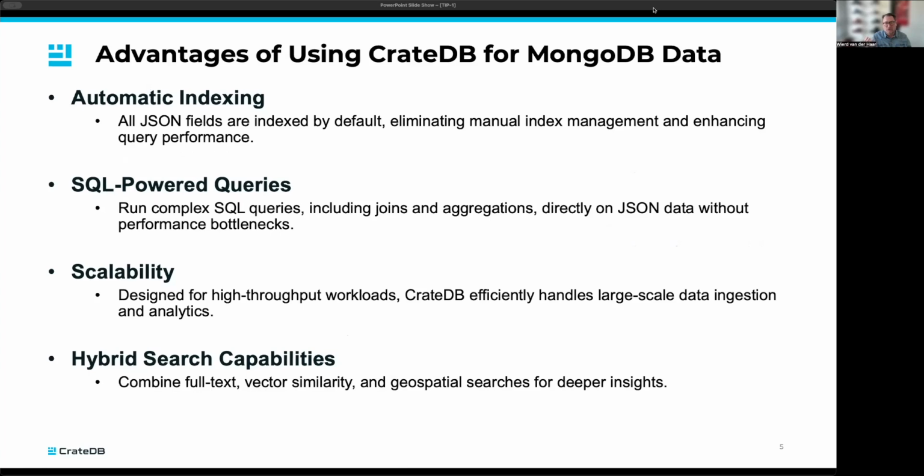And also, coming back to the multi-model capabilities, CrateDB can not only support JSON, but we can store full text. We can store your vectors, so if you have embeddings, we can store those, and your geospatial data. You can create a combination of these things to run hybrid searches within your database. That all adds to the richness of your data, which of course helps with deeper insights.